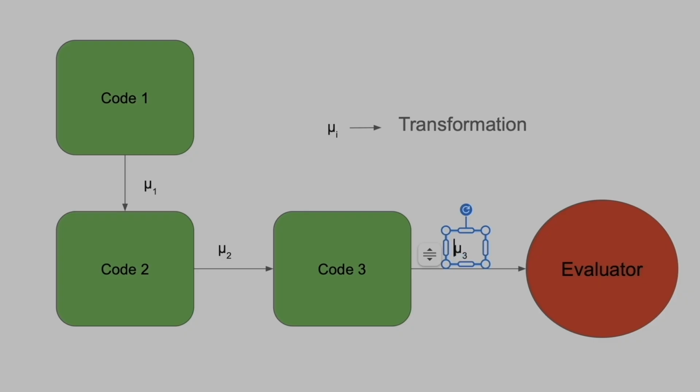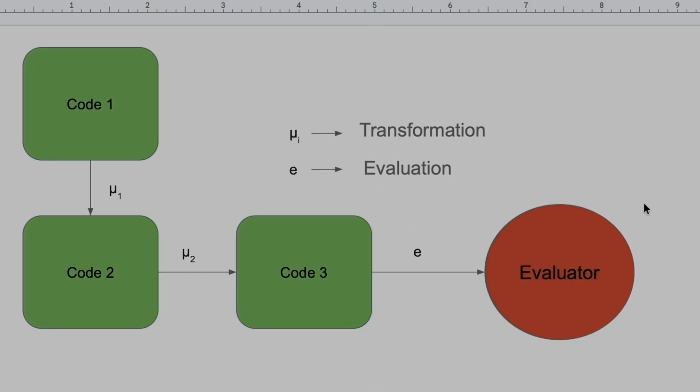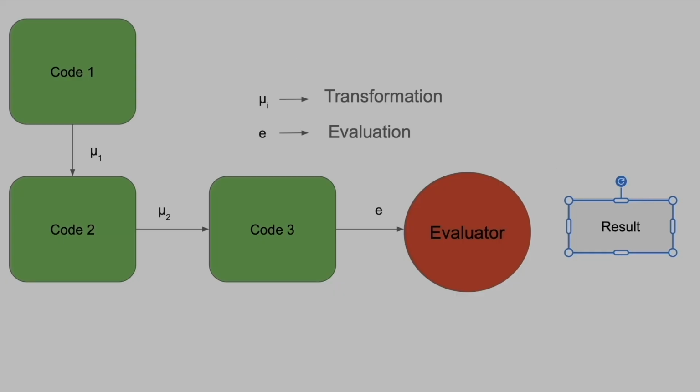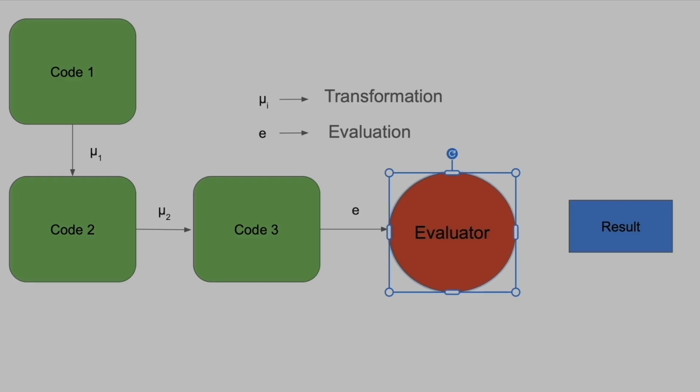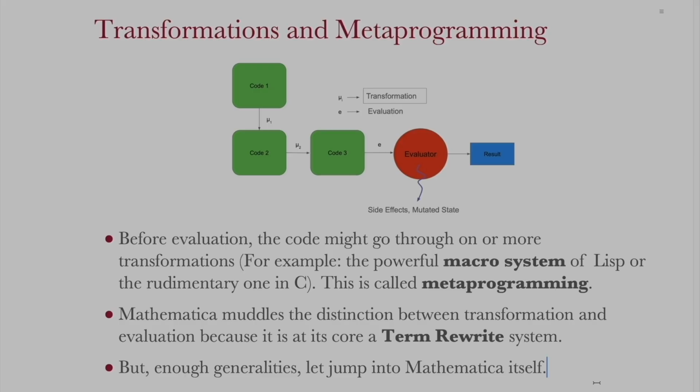That is programs that generate programs that then are evaluated. It is definitely not a trivial undertaking, and with its power comes the risk of making code hard to follow and debug, but it has its place. However, Mathematica models the distinction between transformation and evaluation because at its core, it is a term rewrite system, an altogether different beast. Think of it as a mixture of both code transformation and evaluation, with all the advantages and disadvantages of both.